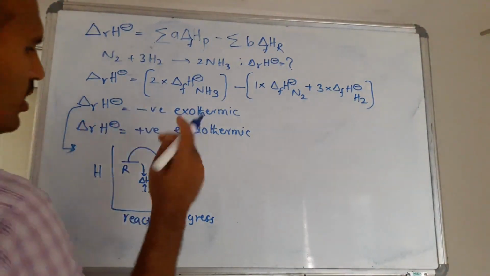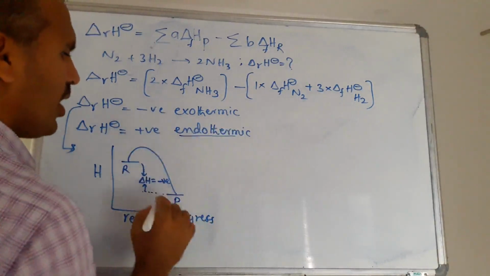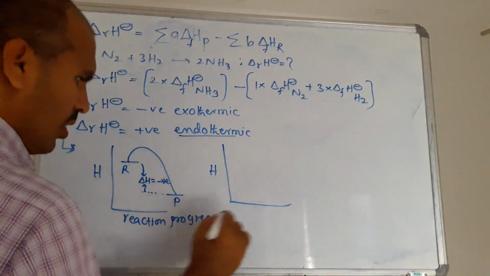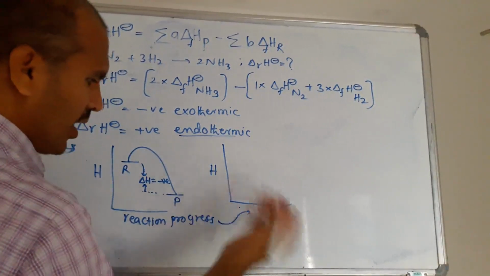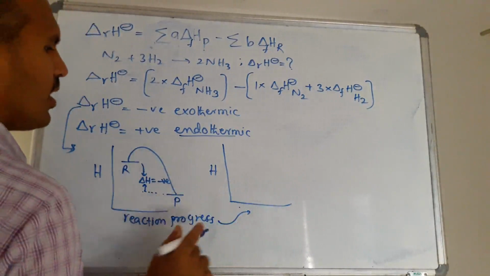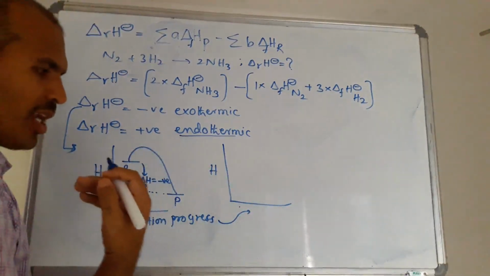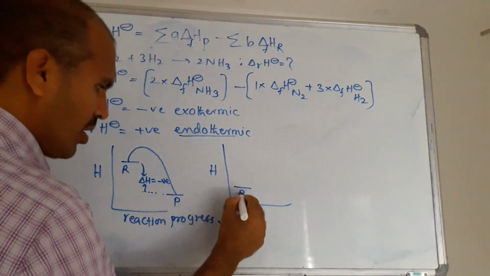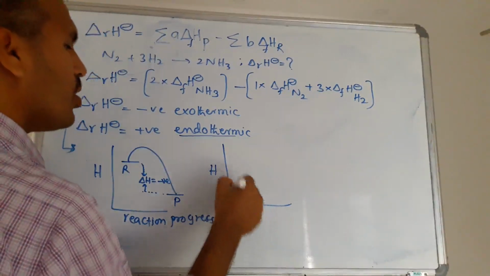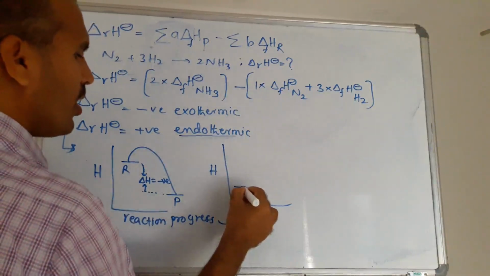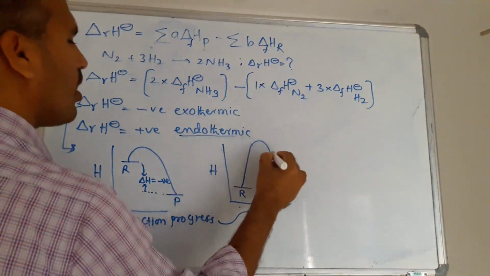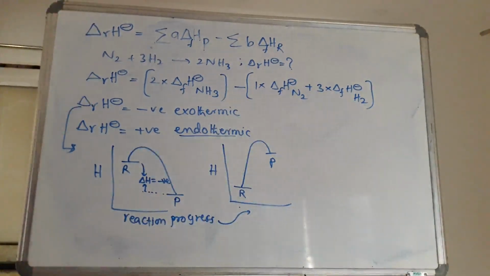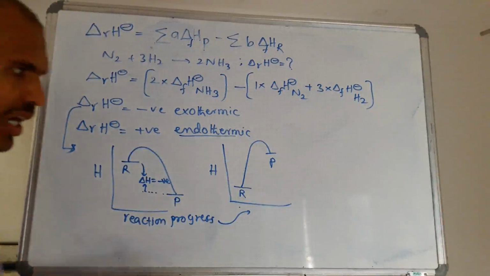Then endothermic. In endothermic, what will be there? The same graph, enthalpy and reaction progress, write the same thing once again. Endothermic means energy gain. Energy gain means the reactants are already at a lower energy level, therefore they require energy to go to a higher energy level. So the reactants are at lower energy and the products are at higher energy. These graphs are very important to find out which is exothermic and which is endothermic.